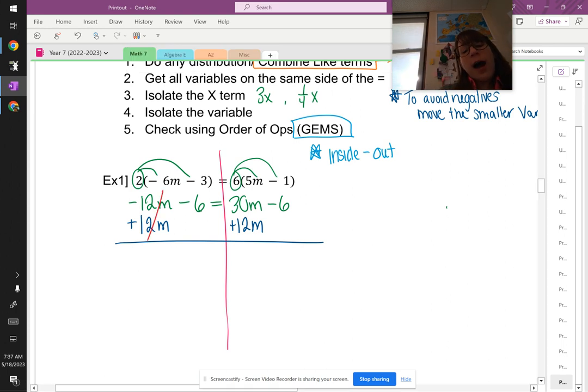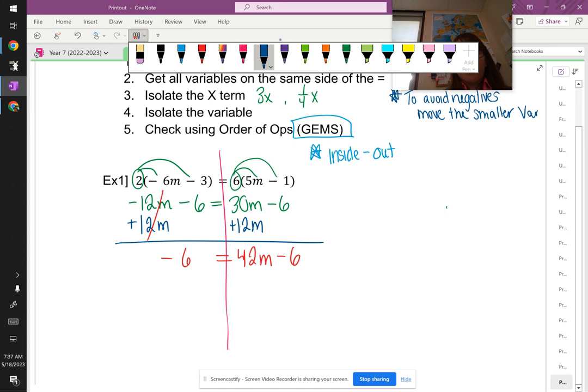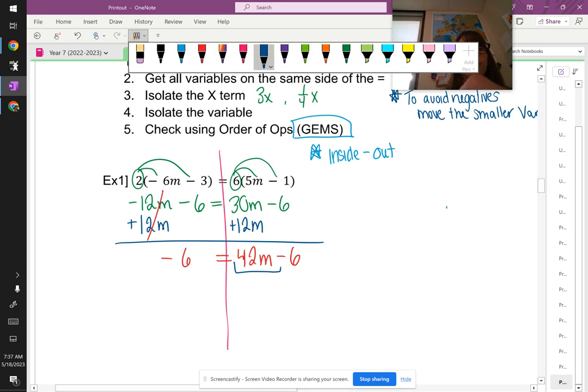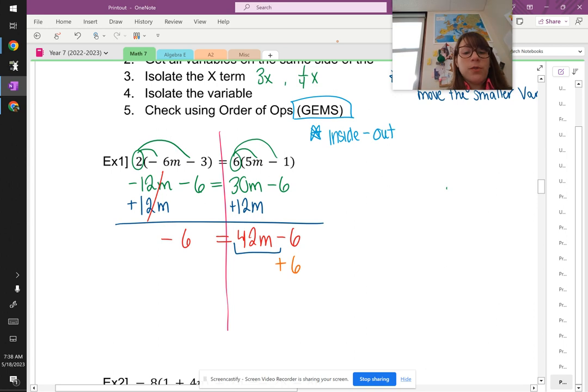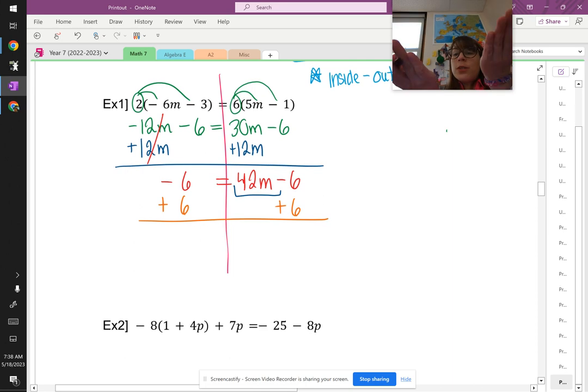That negative 12m and positive 12m cancel out because the opposite or the inverse of a negative 12m is a positive 12m, leaving me with negative 6 equals 30 plus 12 is 42m, and carrying down my minus 6. So now I'm trying to get that variable term, that x term, in this case m, that 42m, by itself. That is being prevented from being alone by this negative 6 here, so I'm going to do the opposite of a negative 6 and add 6 to both sides. Again, doing it to both sides, making sure you're keeping that equal sign equation balanced.